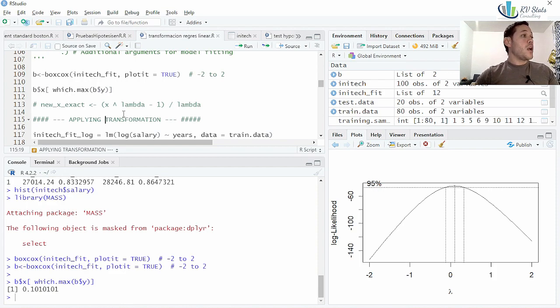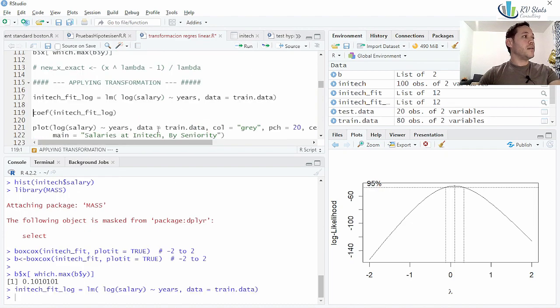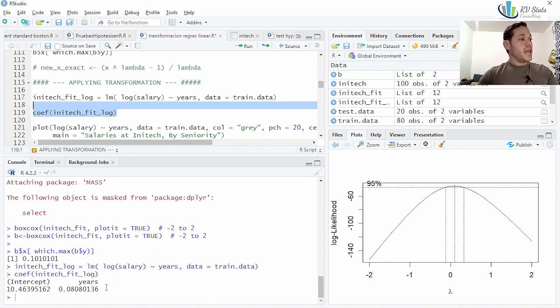We're going to use logarithm. Then, you can see, instead of using some transformation like this, we're going to use directly log. In R, we call log for logarithm. And we calculate a new linear model. We're going to call it initech fit, always with a training data set. And we create this new model. There you go. The coefficients. There you go. Check that something has changed.